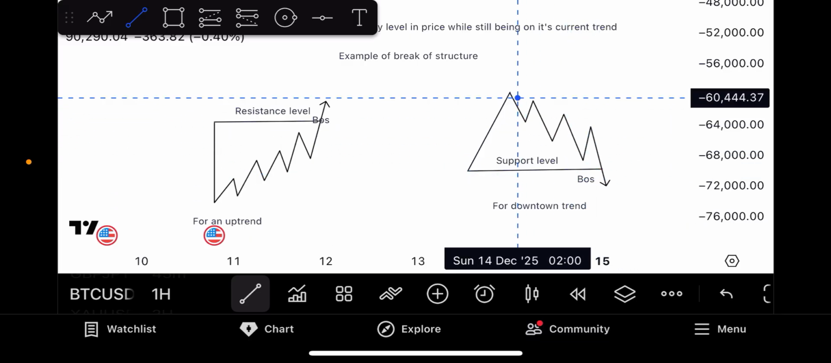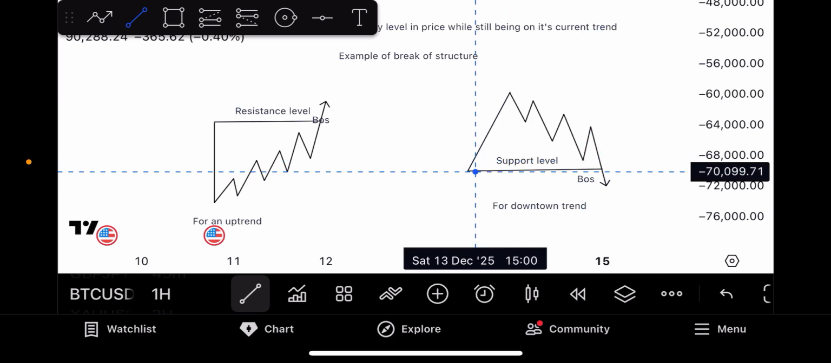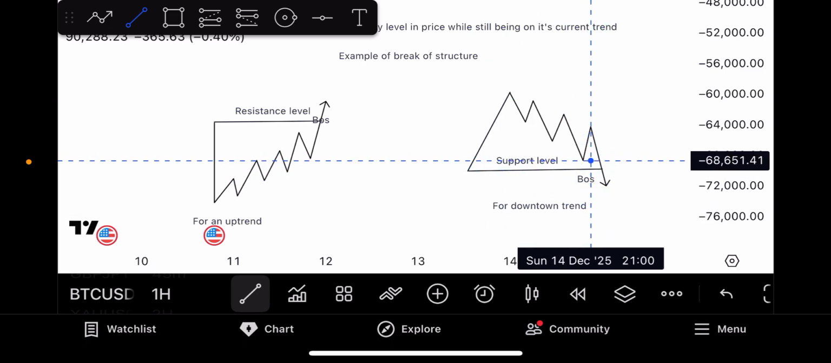And if you are looking for a break of structure, you should be more focused on double break of structure. This 1 and 2 is a double break of structure.